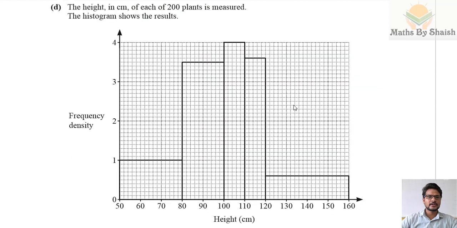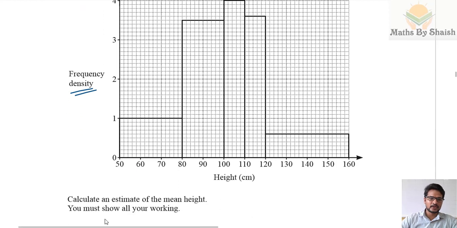8.09. Now the D part: the height in centimeters of each of 200 plants is measured. The histogram shows the result. This is the histogram with the frequency density. So the question is, calculate an estimate of the mean height. You must show all your working.